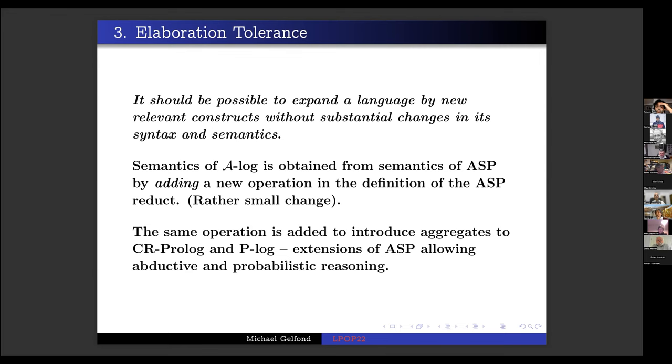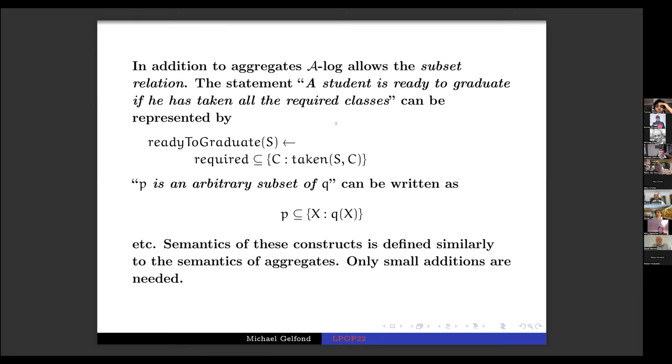And finally, in addition to aggregates, ALOC allows a subset relation. The statement "the student is ready to graduate if he has taken all the required classes" can be represented by: student S is ready to graduate if the set of required classes is a subset of all classes taken by student S. I'm probably out of time, so let me ignore the second part. And the semantics of these constructs is defined similar to the semantics of aggregates; only small additions to previous definitions are needed.